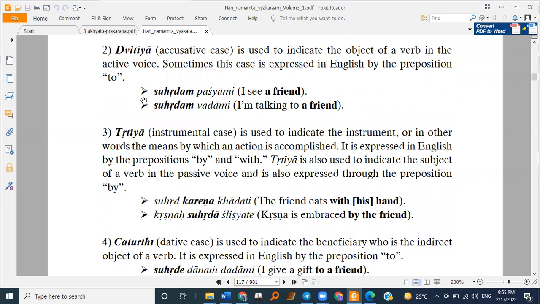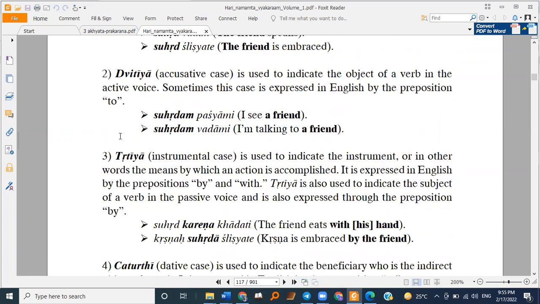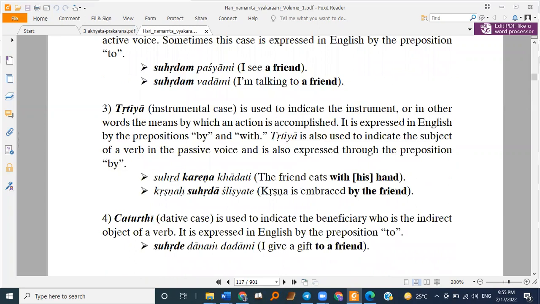Then Tritiya, whose detailed study comes in the 4th chapter, the Karaka. But for the time being, just a brief introduction to the topic. Tritiya, the third case, instrumental, is used to indicate the instrument, or in other words, the means by which an action is accomplished. It is expressed in English by the prepositions by and with. For example, Suhrit Karena Khadati.